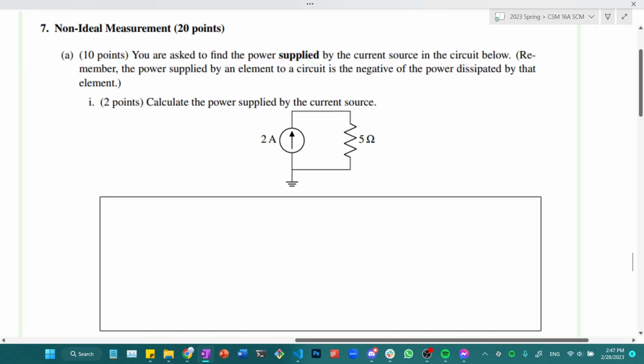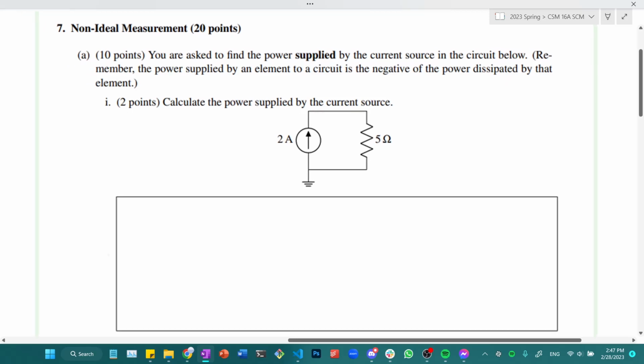So let's first talk about this problem, which is from Spring 22, Midterm 2, question 7. So for the first circuit here, we're supposed to calculate the power supplied by the current source. Well, as mentioned before, to find the current and voltage across a component, I'd like to first perform NVA on the circuit. So let me draw the circuit here.